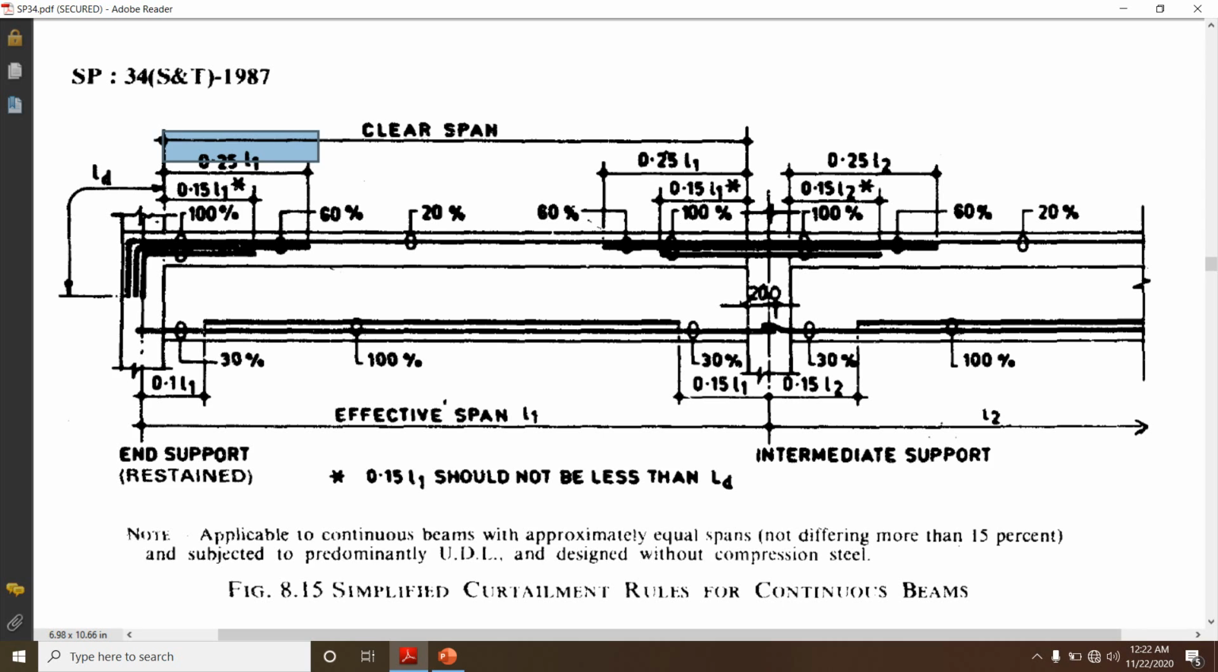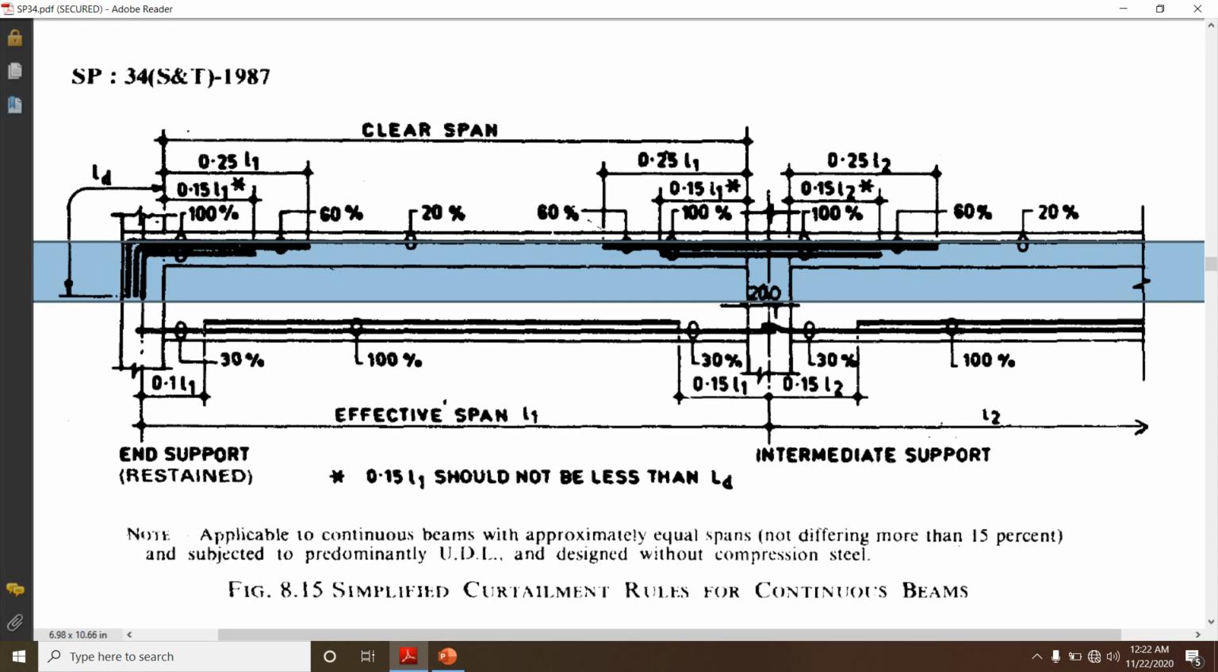The next is up to a distance of 0.15 times of L1, we have to provide 100 percentage of reinforcement. Up to a distance of 0.25 times of L1, we can provide 60 percentage of reinforcement. So after this line, we can provide 20 percentage of the reinforcement.